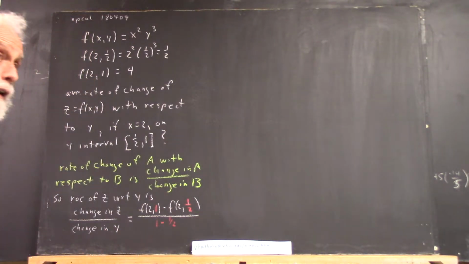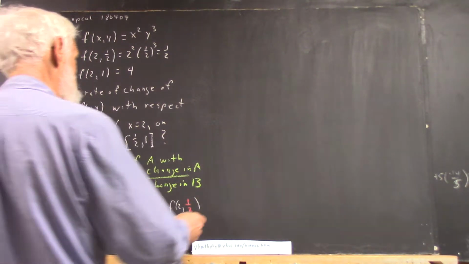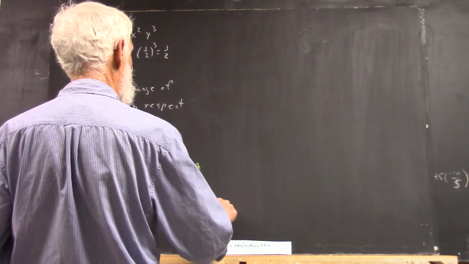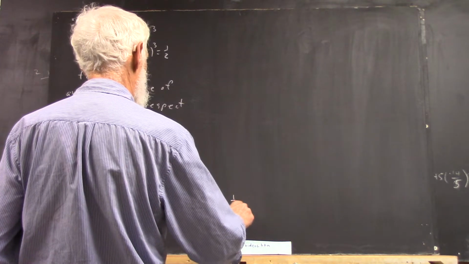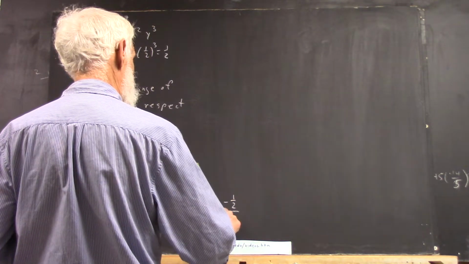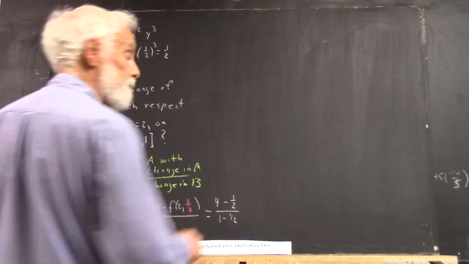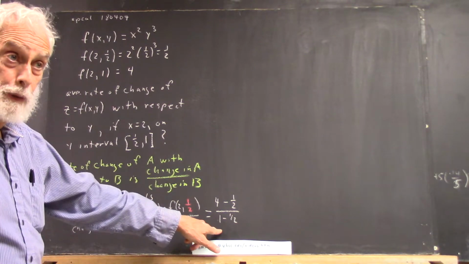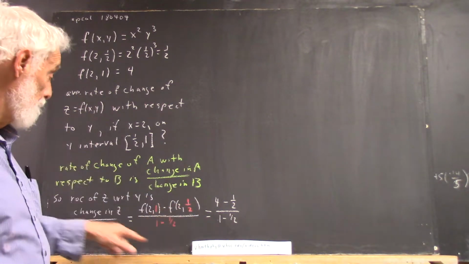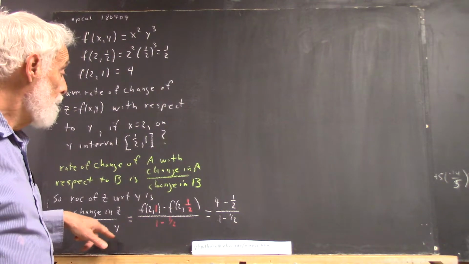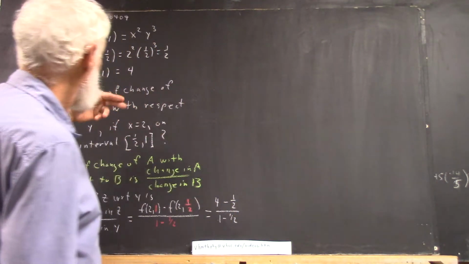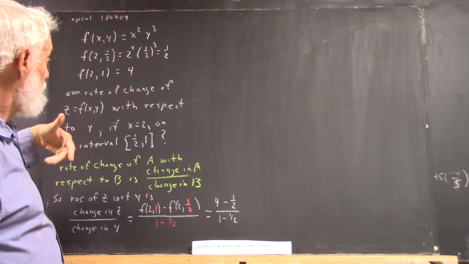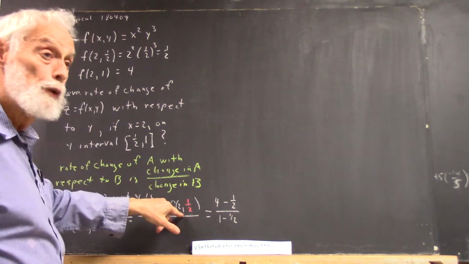Now, we've already calculated the numbers. This value is 4. This value is 1/2. Okay? So, and, yeah, here's my y interval, 1/2 to 1. That's why we have the 1 minus 1/2 here, and you understand that, because that's a change in y. And the 4 minus 1/2 is the change in the value of z, which is the value of f of x, y, right? Subject to x equals 2, so we have the 2 there.